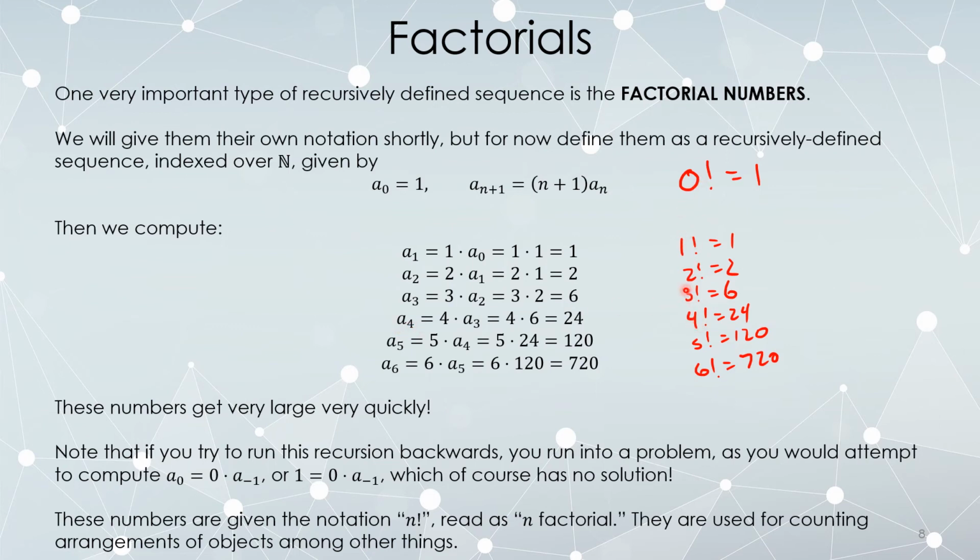So the factorials are just the terms of this sequence: 1, 1, 2, 6, 24, 120, 720. The next one you would multiply by 7 and get something big. So these get bigger and bigger.